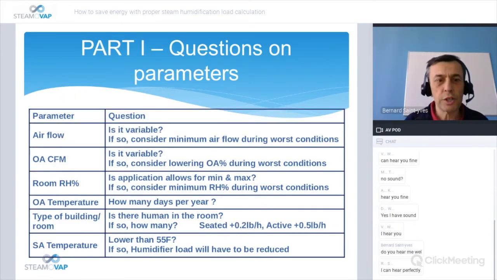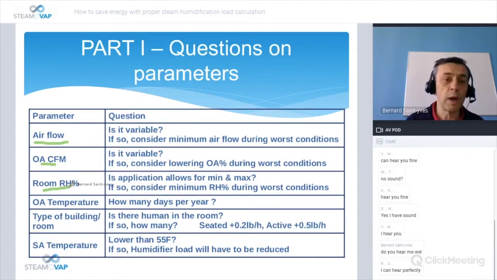So the different questions that you should ask, you can ask the engineer when you are involved in the design. The airflow, is it variable? If so, you should consider the minimum airflow during the worst condition. Outside air, CFM. When I'm talking here about airflow, it's about the total airflow. Here I'm talking about the outside air being brought in. Is it variable? Can you play with it? If so, can you consider lowering the outside air if the application allows you to do it?